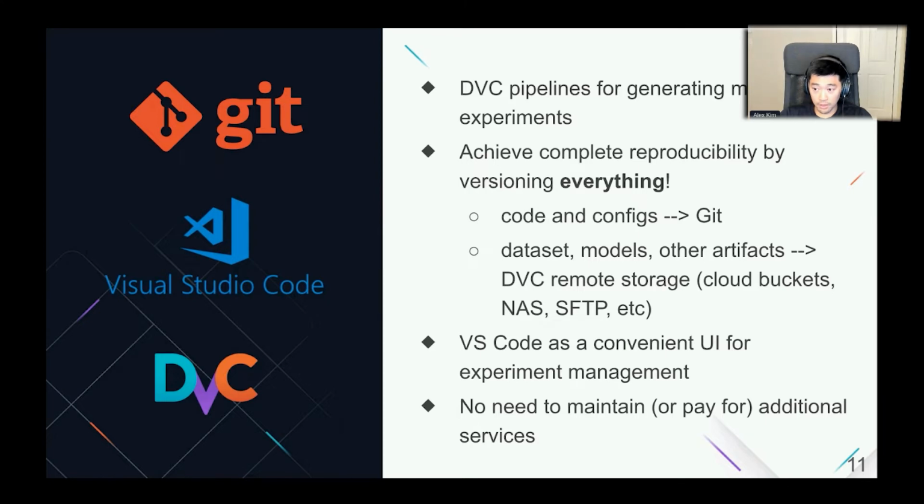So codes and configs are naturally going to go into Git, but datasets, models, and other artifacts are going to go into a DVC remote storage. That could be a cloud bucket, network attached storage, SFTP, and lots of other storage systems that exist out there. And we're going to use VS Code and the DVC extension for VS Code as a convenient UI for experiment management. And with this combination, there are no services to maintain, and there's nothing to pay for. It's all local, it's all on your machine, and it's all open source.